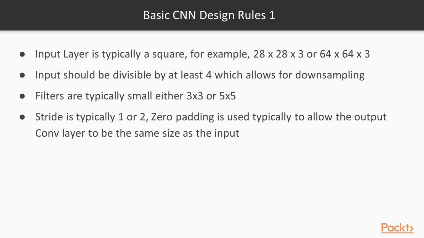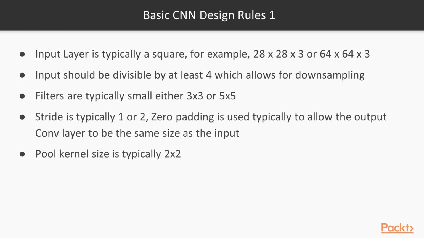Also, just so you know, you've seen what zero padding is. Zero padding is used to typically allow the output convolutional layer to be the same size as the input. That way you can chain multiple convolutional layers together. You can have a sequence of maybe 4 or 5. And if you use zero padding in between, you don't actually reduce the size of the image. So you still retain a lot of information. That way you can build more complex layers in the network later on.